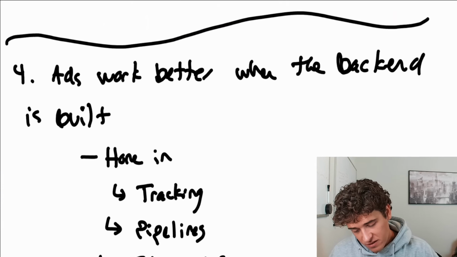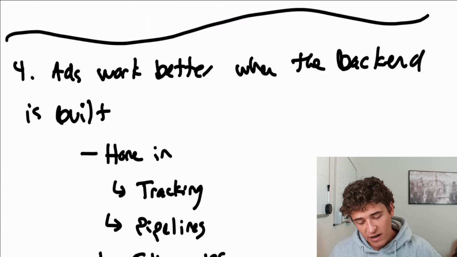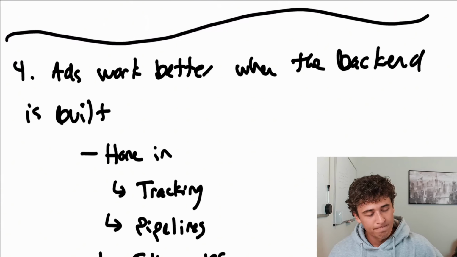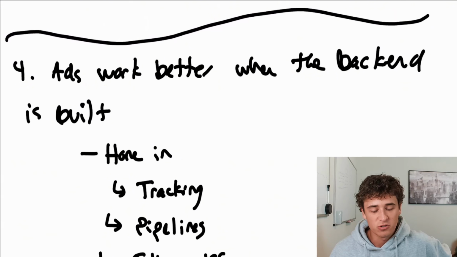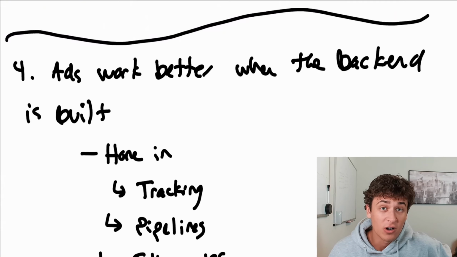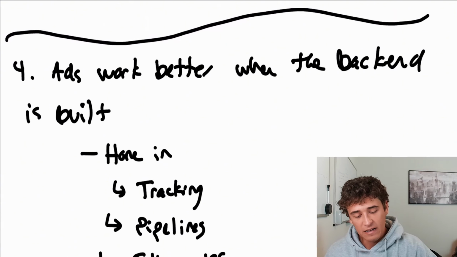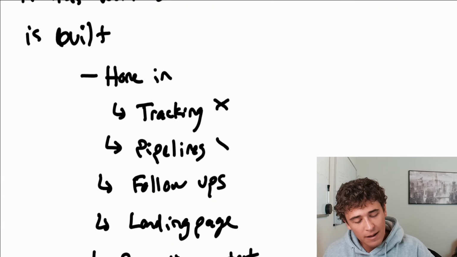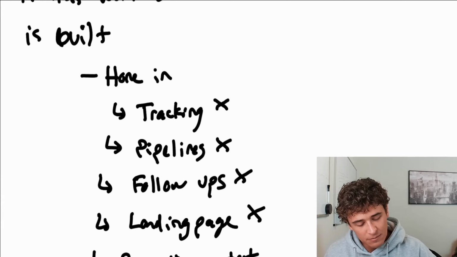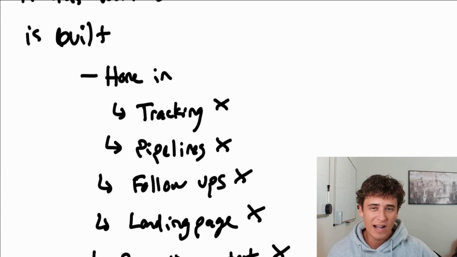The fourth thing, this is big. Ads work better when you have the back end built. This has been the biggest frustration that I think a lot of contractors and small business owners are running into, is they don't have the back end built out first, nor do they have an online presence. So I'll first start with the back end. They don't have their tracking in place. They don't have their pipelines in place. They don't have follow-ups. They don't have a landing page, and they don't have pre-sale content to actually excite the lead, right?